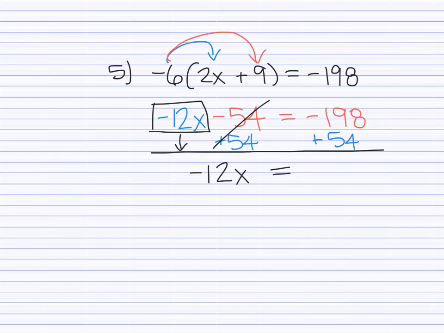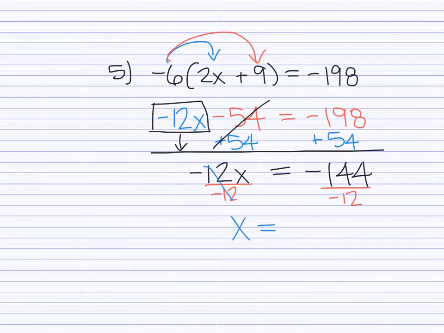Now, the question here is, what is -198 plus 54 going to equal? Well, I know the answer is still going to be negative, and it'll be -144. Bam. One more step, last step. Notice we're going to have to divide both sides by that -12. -12 divided by -12 gives me 1, which is what you want.